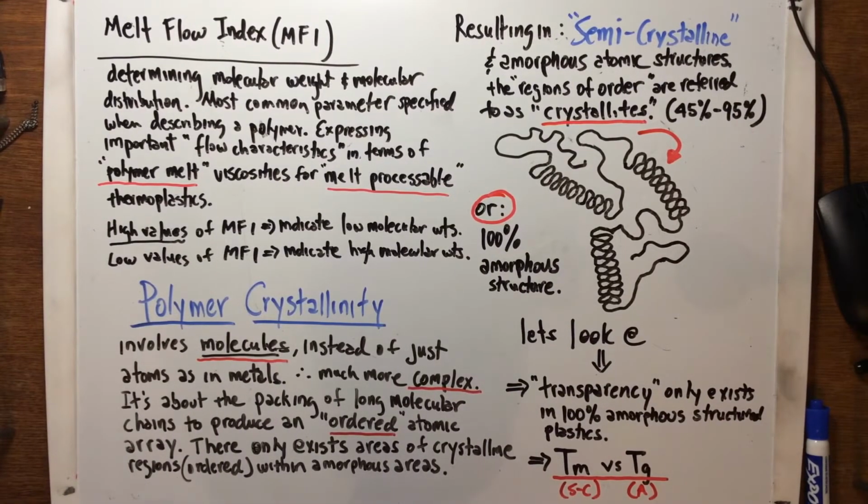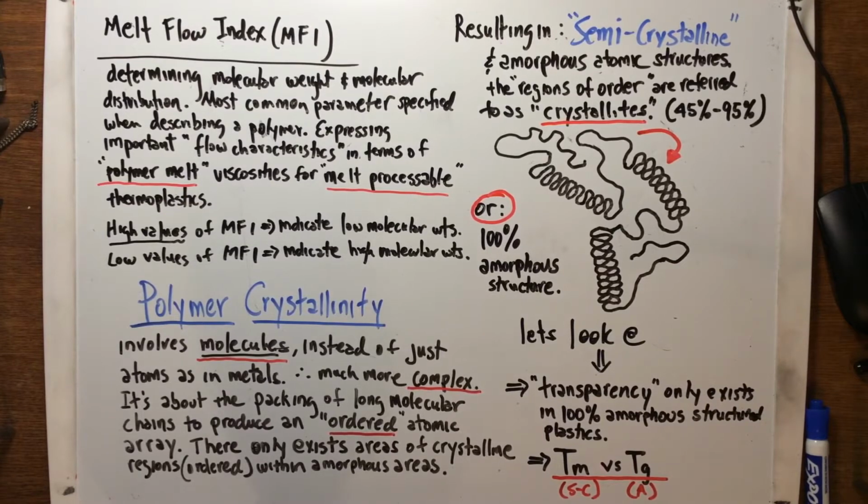Okay, welcome back. We are now on installment number 4 of the discussion of the wonderful world of plastics, specifically thermoplastics. And we left off with melt flow index, a very, very important parameter. It determines a lot about the overall molecular weight and the molecular distribution within a polymer.